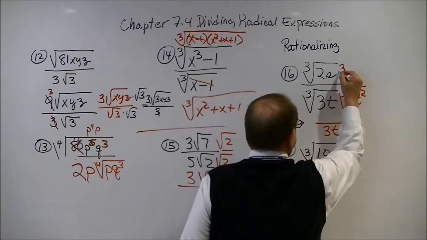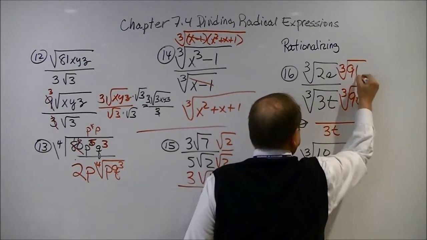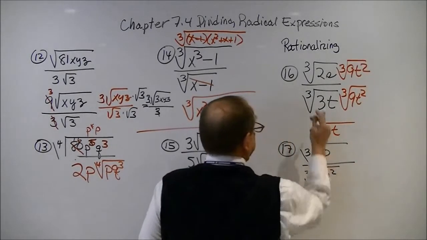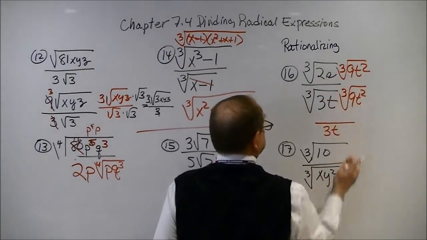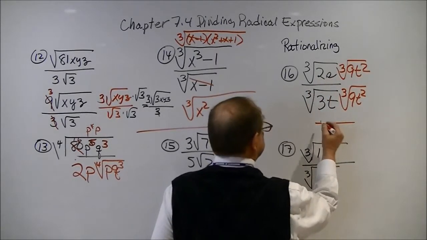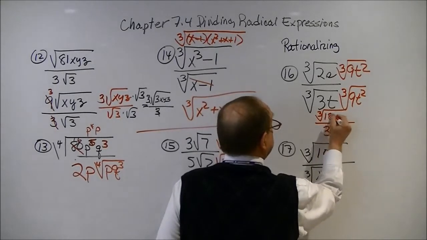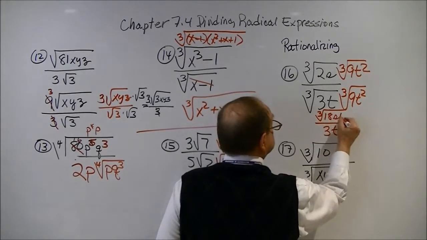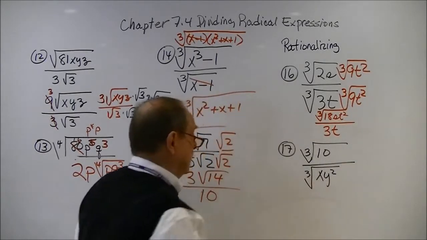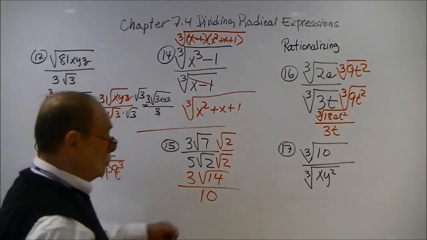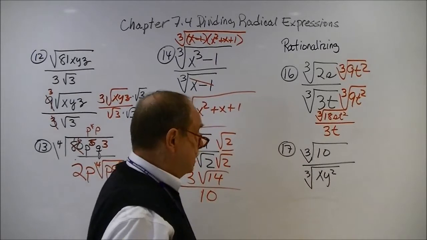And I have to do the numerator as well. So this is 2 times 9 is 18. The cube root of 18st squared. And that's the answer. I have rationalized the denominator.